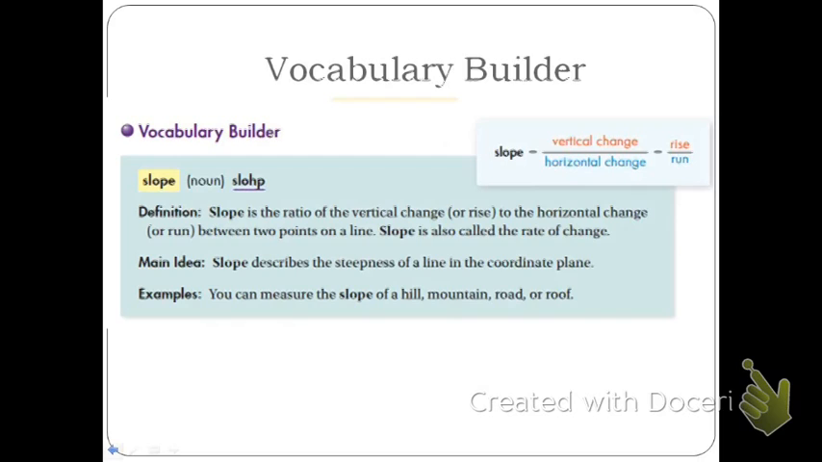Your first vocabulary word is slope. Slope is the ratio of vertical change or rise to its horizontal change or run between 2 points on a line. Slope is called the rate of change. In other words, a slope is described as the steepness of a line in a coordinate plane. You can measure the slope of a hill, mountain, road, or roof.